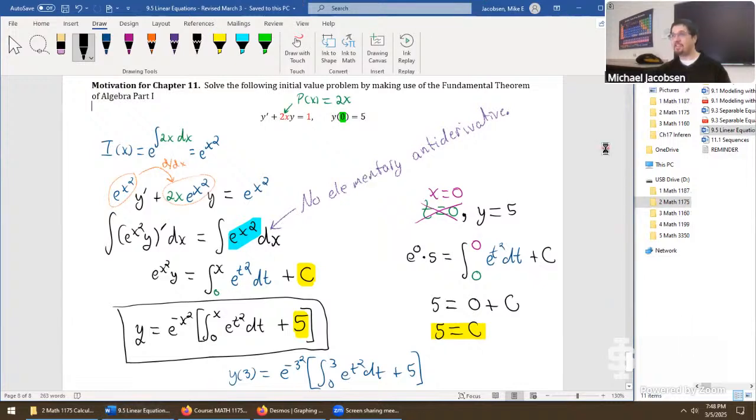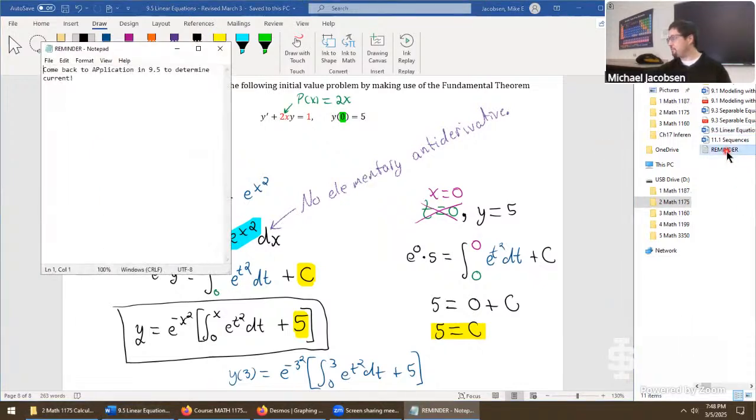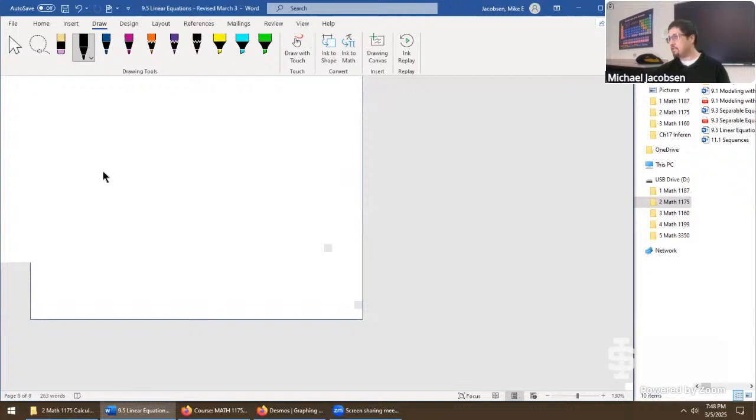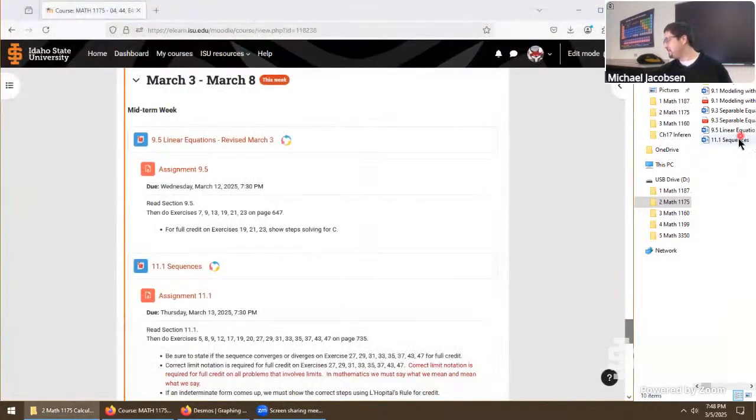Let me save this up, and now let's start up chapter 11. What was the reminder though? Oh, to determine current. Okay, we hit that reminder. Taking its time to close. Let's give it a little bit of a break. There we go.